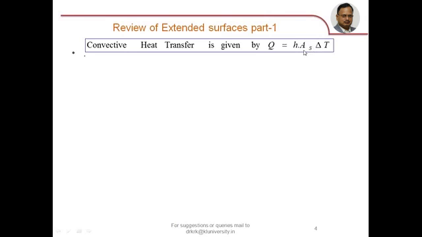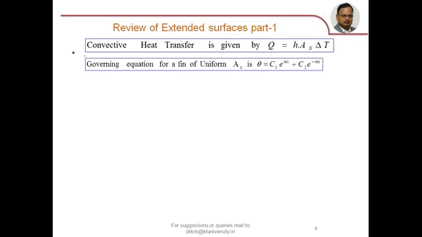So the best thing is to improve the surface area. The surface area for convection can be improved by adding an additional surface to the base material, or by extending the original surface, and that part is called a fin. So fins are basically meant for improving the rate of heat transfer.